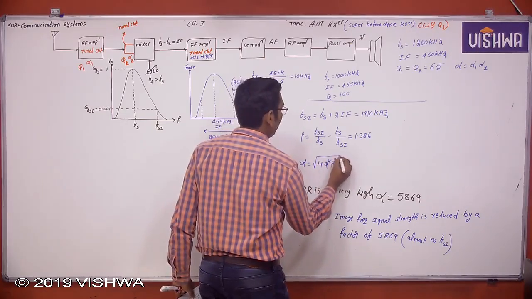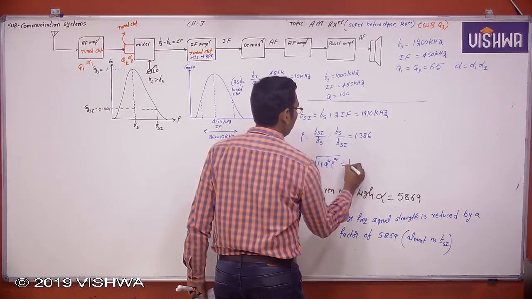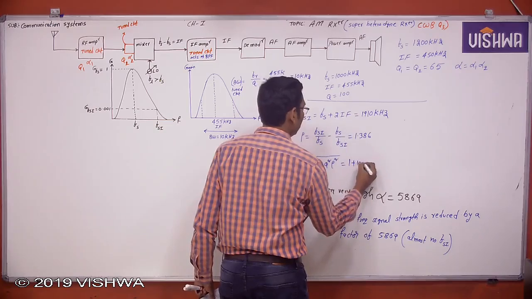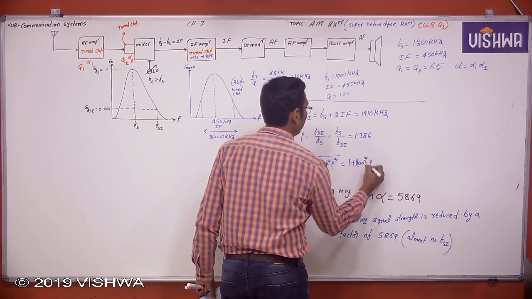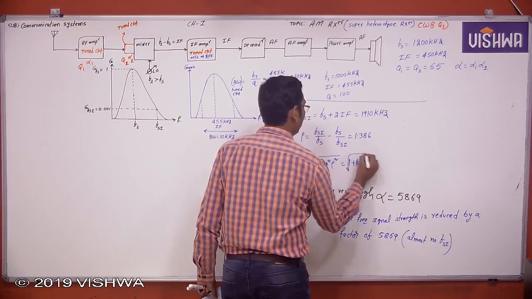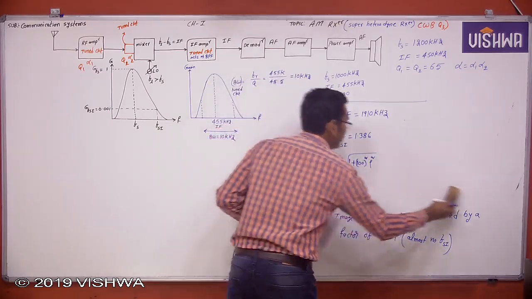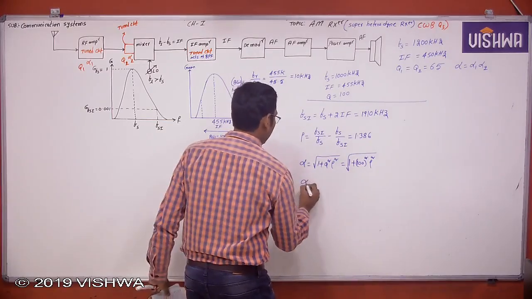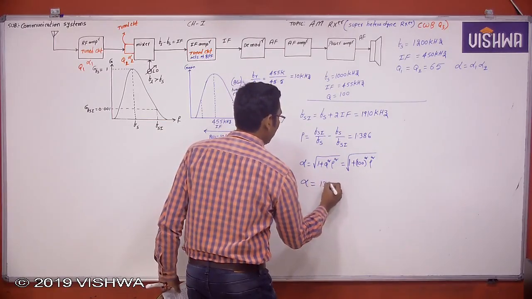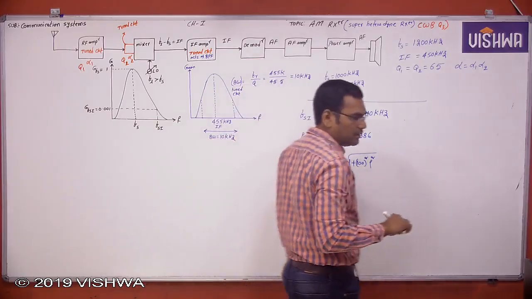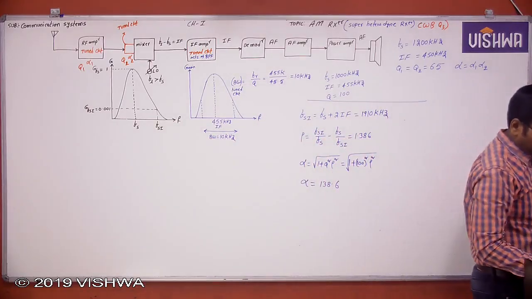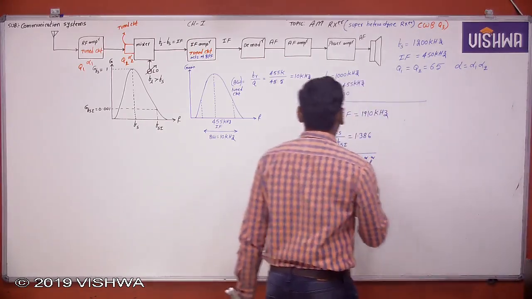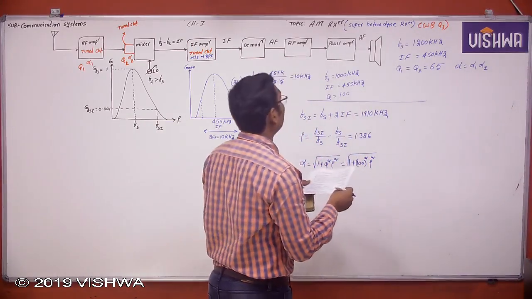Quality factor is 100. Now this is equal to the square root of 1 plus q square, which is 100 square, into rho square. Now the image rejection ratio is 138.6. The image rejection ratio is 138.6, right? Now this is question number 3A.